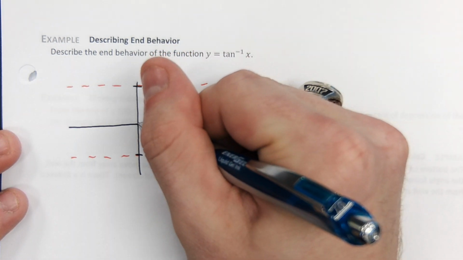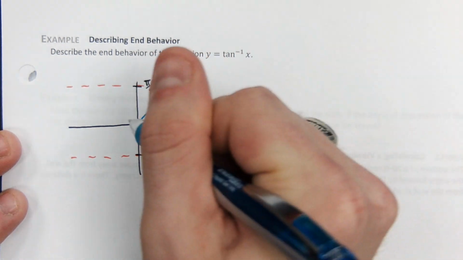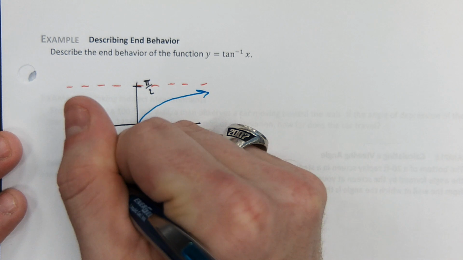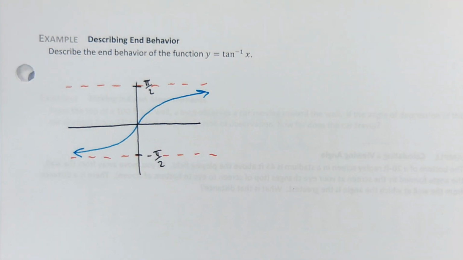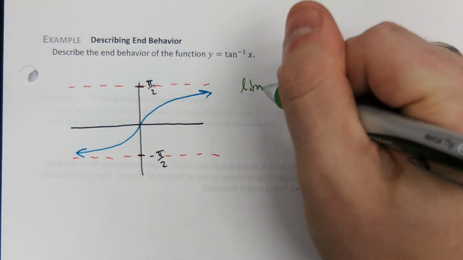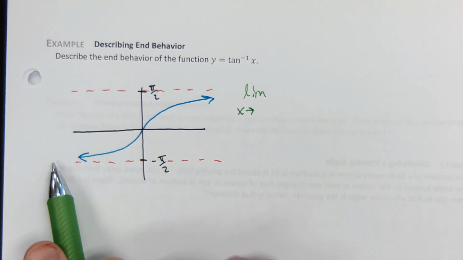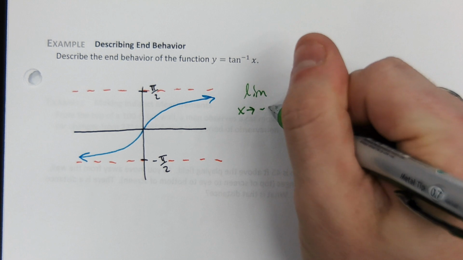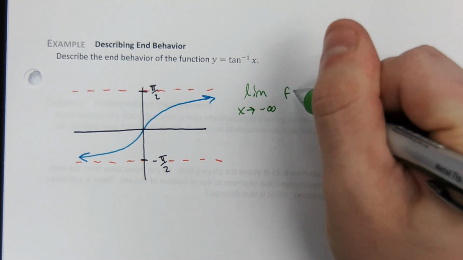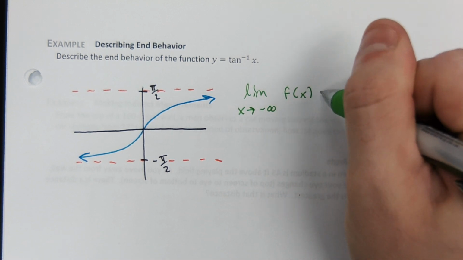Our graph looks like this. Forever approaching those asymptotes, but never actually getting to them. So we're just going to describe that behavior. On the left, the limit as x approaches, well, let's see, x values that are way far out to the left would be -∞ of our function, which is tangent inverse of x.